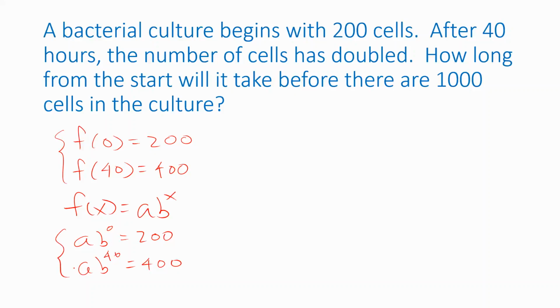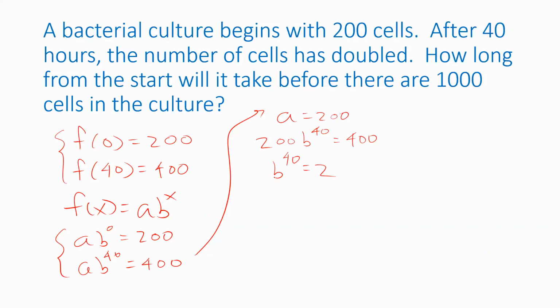Now you'll notice that it has a familiar form to the second example we did earlier. B to the 0 is 1. So this first equation is telling us right away a is 200. If I plug that into the second equation, I have 200b to the 40 equals 400. And if I divide both sides by 200, b to the 40 equals 2.